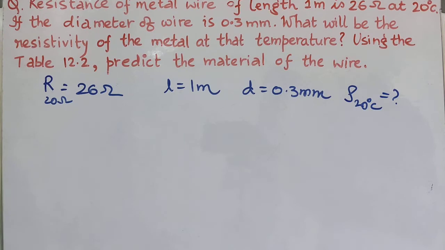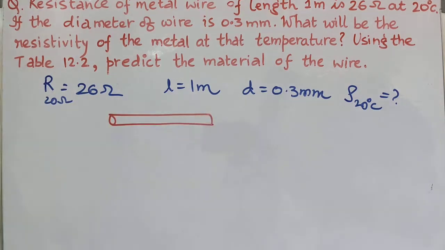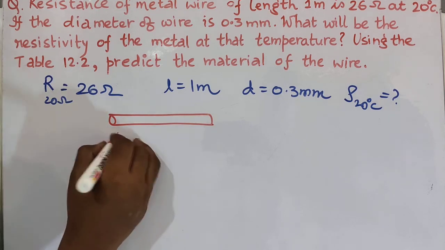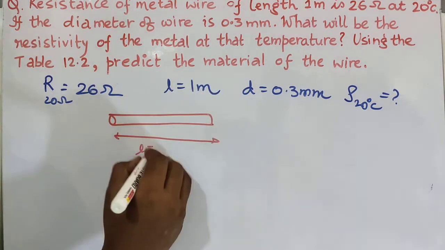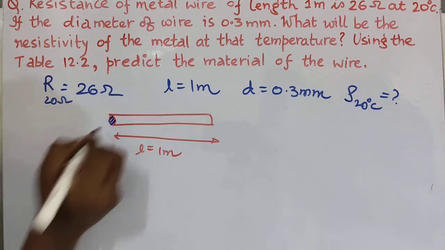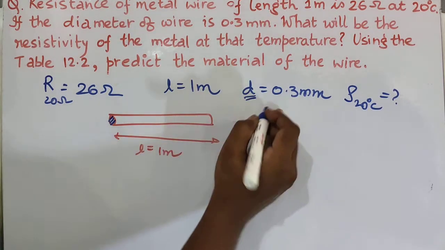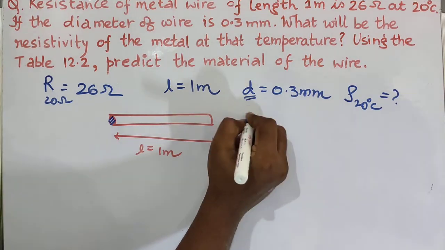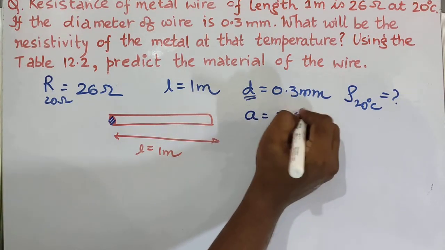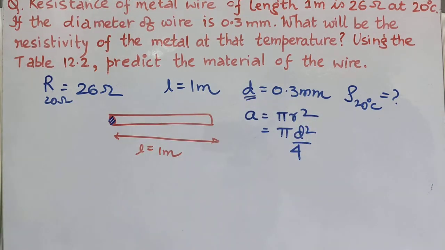Now we have to understand what is the shape of the wire. Wire is generally considered as cylindrical. So this is the length, 1 meter in this question. So what is the area of cross section? This is the area of cross section, and the diameter is 0.3 mm. Area of cross section is equal to pi r square, or we can write it as pi d square by 4.